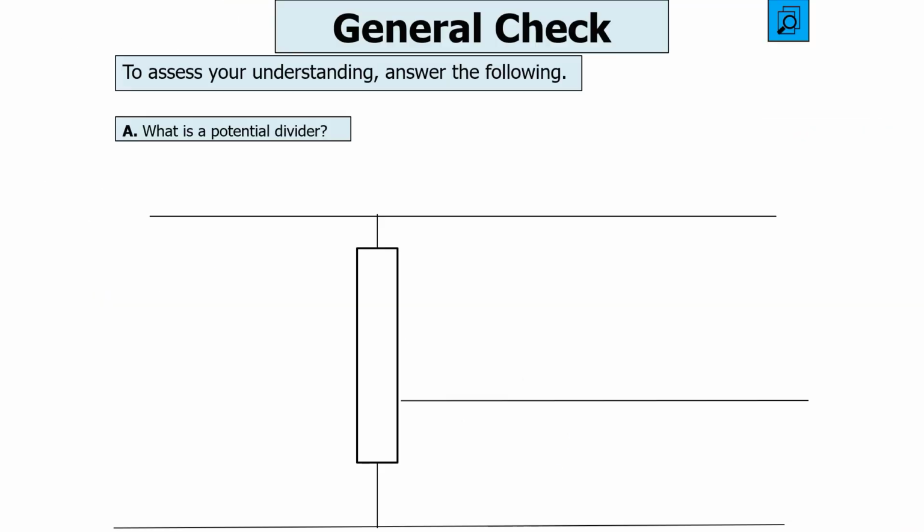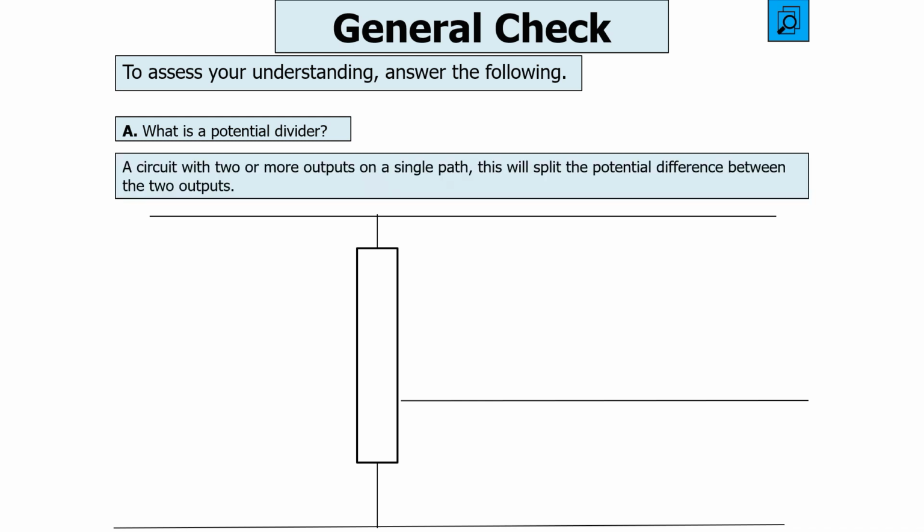The first question says, what is a potential divider? So pause the video now, then unpause the video when you want to go through your answer. Well, a potential divider is a circuit with two or more outputs on a single path, and this will split the potential difference between the two outputs.